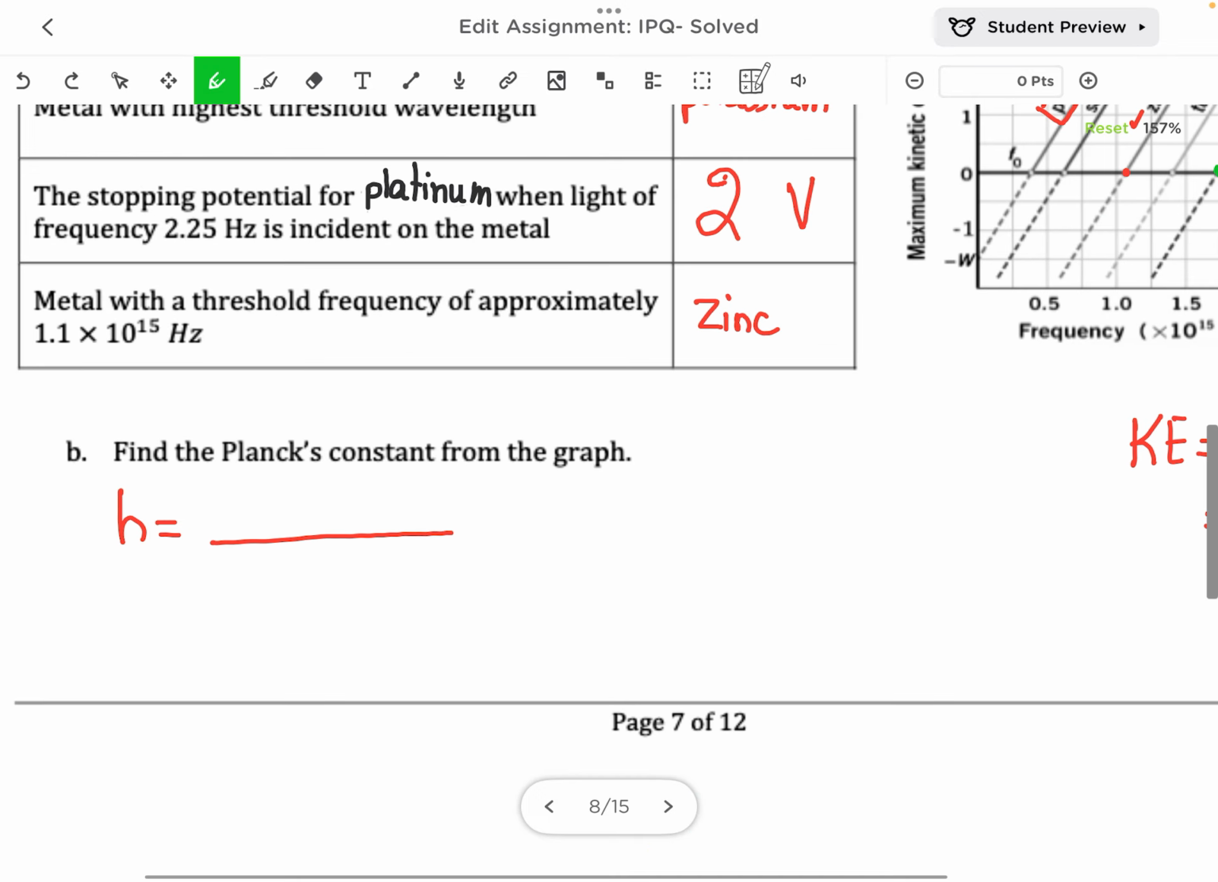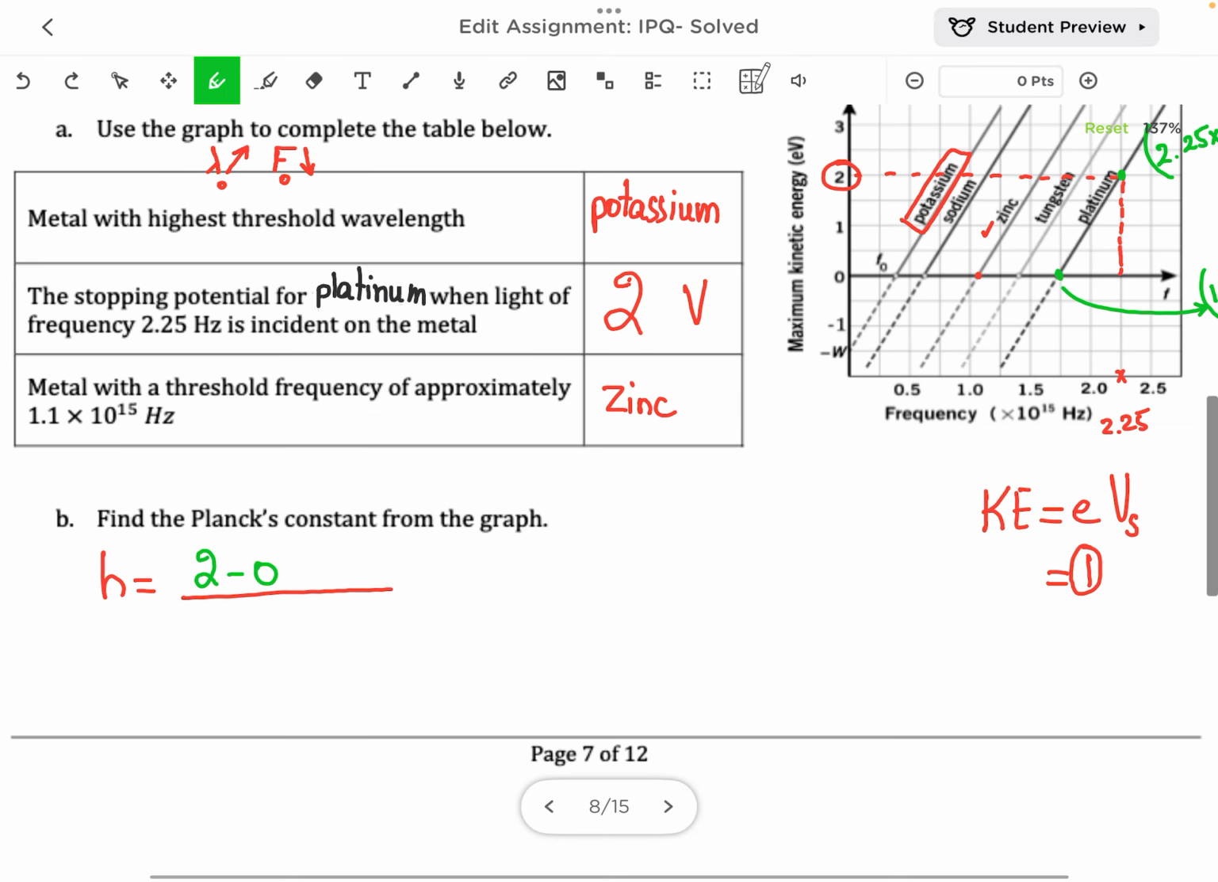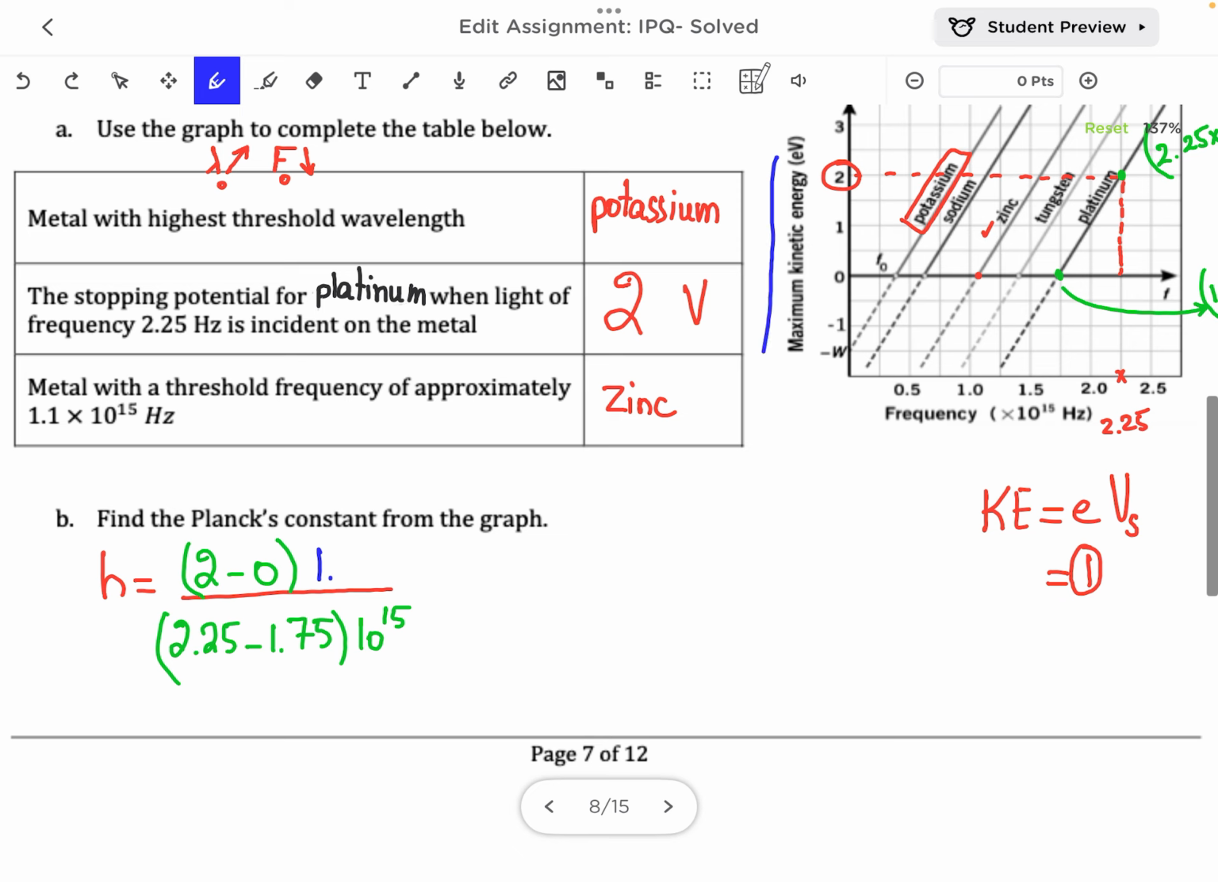So I'll use 2 minus 0 over 2.25 minus 1.75, all multiplied by 10 to the power of 15. And here I won't forget I need to convert from eV to volt: 1.6 × 10^-19. The answer, even if it is not super accurate, just write it the way you have it: 6.4 × 10^-34, the unit joule seconds. Thank you.